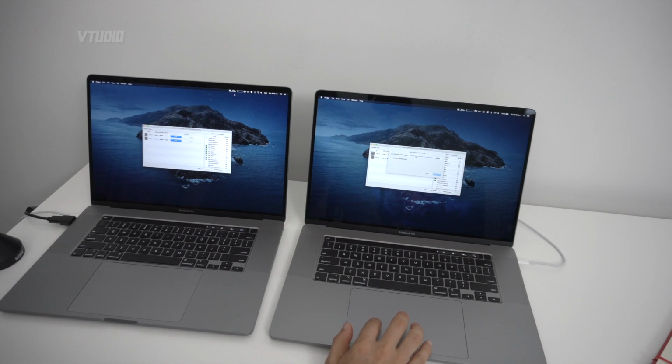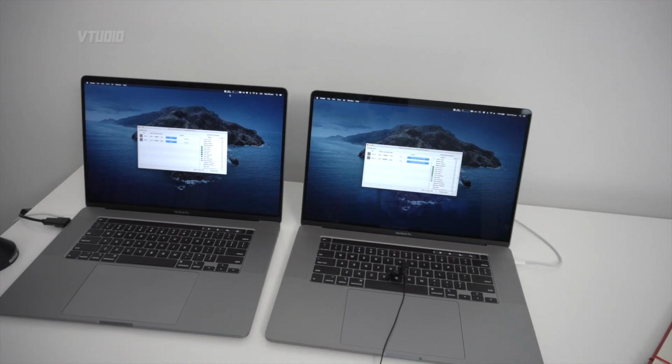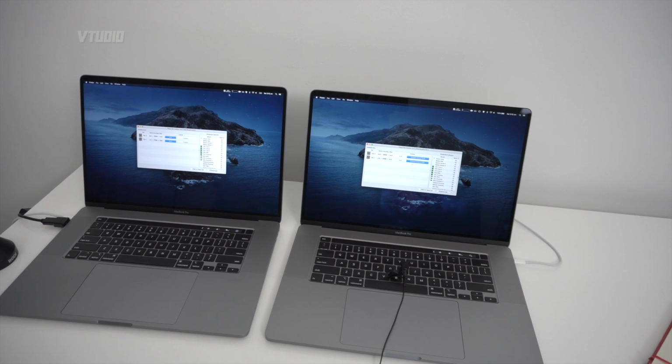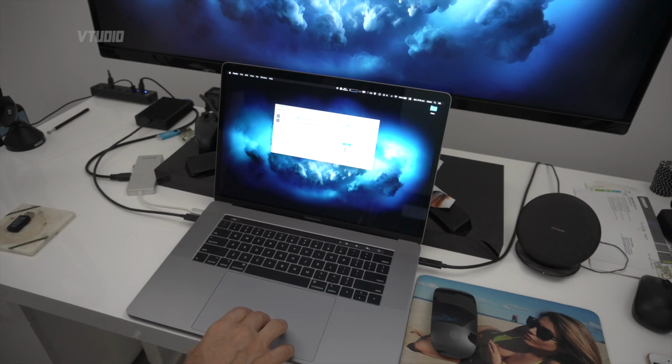So first the 5500M, 5300M base model, and this is the 560X 15-incher.